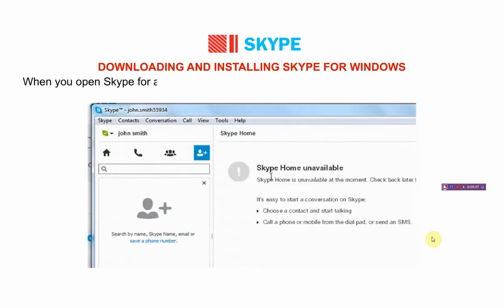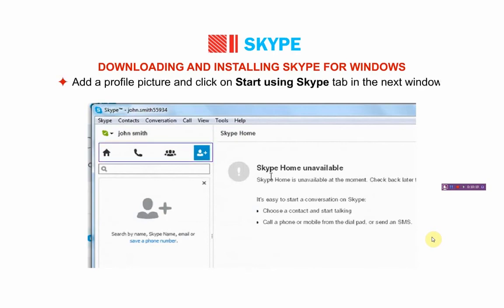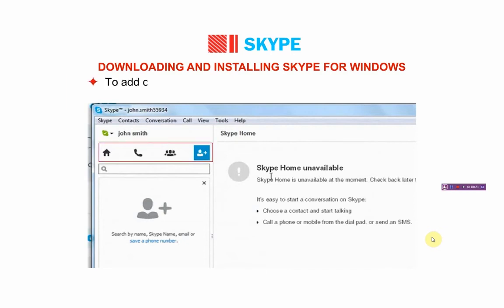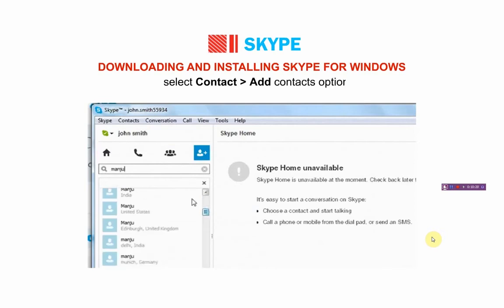When you open Skype for a new session, the window will look as shown on the next page. Click on the Continue tab. A new Skype window will appear where you can check your sound and video settings. Click on the Continue tab. Add a profile picture and click on the Start Using Skype tab in the next window. To add contacts of Skype users, click on the Add a Contact tab or select Contacts, then go to the Add Contacts option.